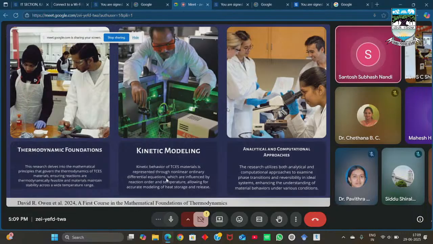With these thermodynamic principles and kinetic modeling, as a mathematical person, you should know how the computational approach will examine phase transitions, such as the different phases of solid to liquid, or gas. Computational fluid dynamics and other computational approaches help us understand material behavior under various conditions.